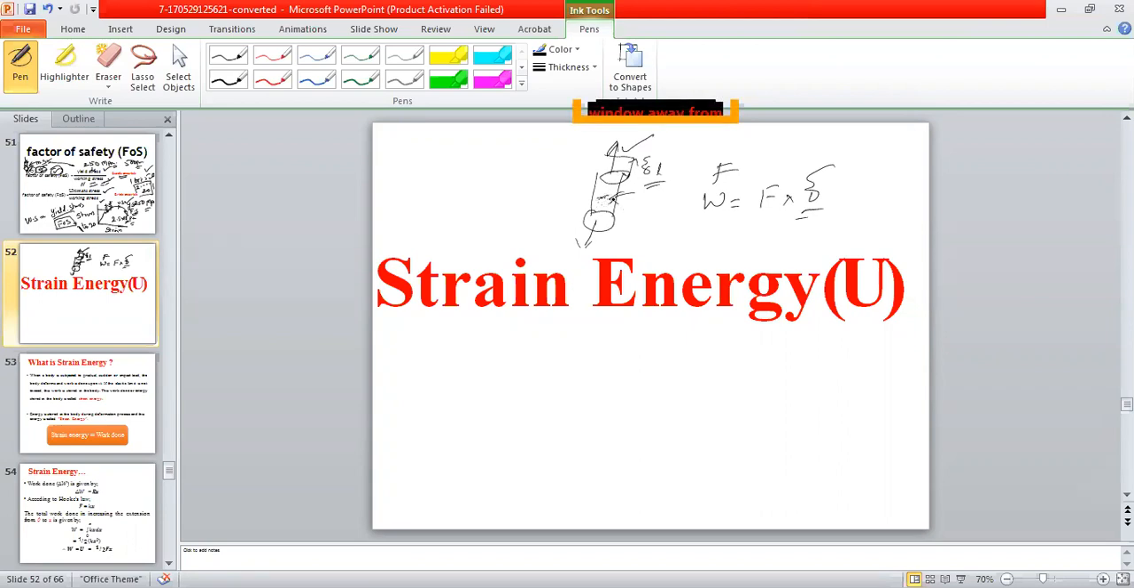Therefore, strain energy is the energy developed in the body to overcome this deformation. That is the internal resisting force offered in a body to overcome the deformation. When external work is done on the body, the internal work done inside the body is called strain energy.